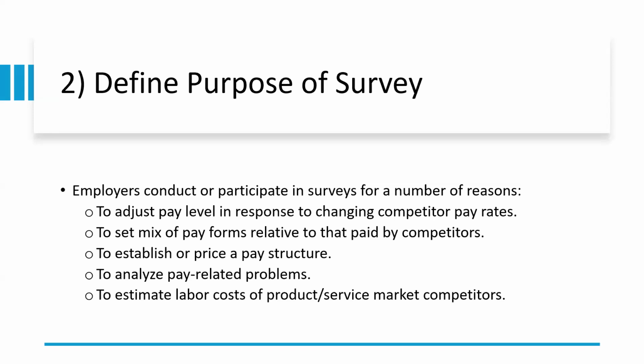So if you have competitors who are going to start paying more for certain kinds of skills, for example, and you have a skills-based structure, you now have to go back and potentially, at least for some of those jobs, find out what your competitors are paying so that you can keep up with what they're paying if that's your external pay policy. You can also use this to set the mix of pay forms relative to what's paid by competitors.